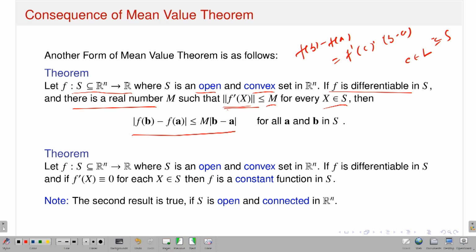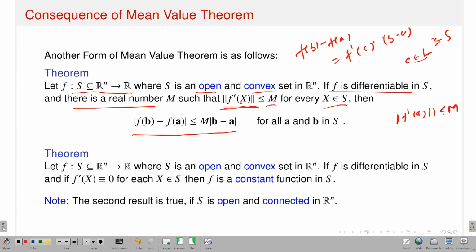In fact, this follows from the earlier one. Why? Because now what is the extra assumption? The extra assumption is that the derivative of f at any point has norm dominated by M. So, in particular, C is a point in L which is a subset of S. Therefore, I can say that the norm of f prime of C is also less than or equal to M, because it is true for all x.